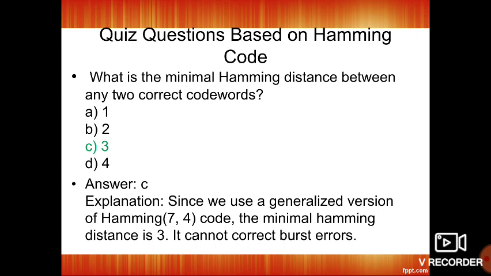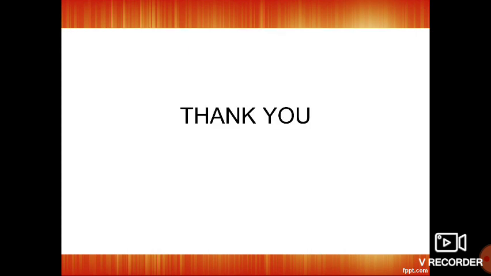I have one quiz question here. What is the minimal Hamming distance between any two code words to correct errors? For correction, the minimum distance should be 3. So always, to correct errors with a Hamming code, the minimum distance should be 3. We have the generalized version of Hamming code (7, 4). The minimum Hamming distance is 7 minus 4 equal to 3. So it cannot correct burst errors. Thank you.